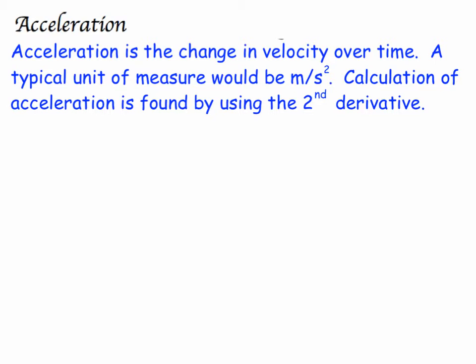Now acceleration is the change in velocity over time. So typical unit is meters per second squared, and it's found by taking the second derivative. So the derivative of velocity. So you're going to be given an equation, and by finding the first derivative, that's velocity, and the derivative of velocity is acceleration. So we've taken the derivative of the position function twice.